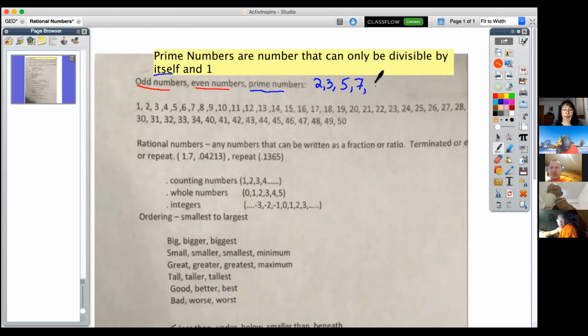8? No, because 8 is divisible by 4 and 2. So it's not 8. Okay, give me another prime number, going from smallest to greatest. It's not 8 because 8 is divisible by 4 and 2. It's not 10 because 10 is divisible by 5. It's not 9. 9 is divisible by 3. Okay, so what's the next one?